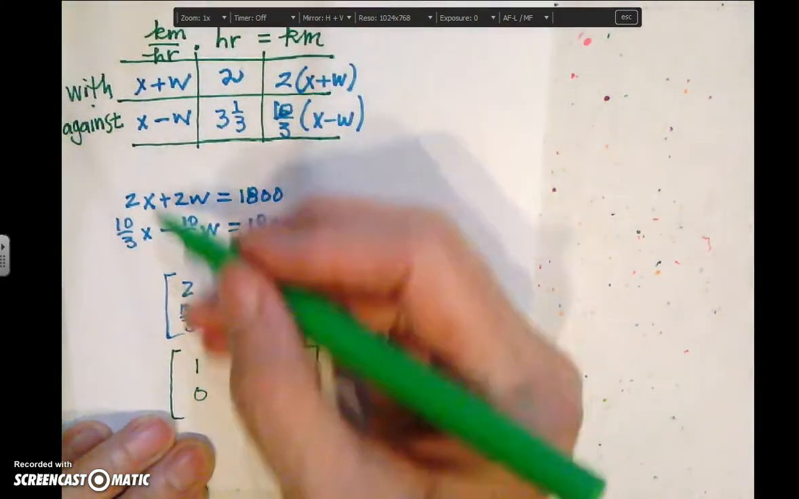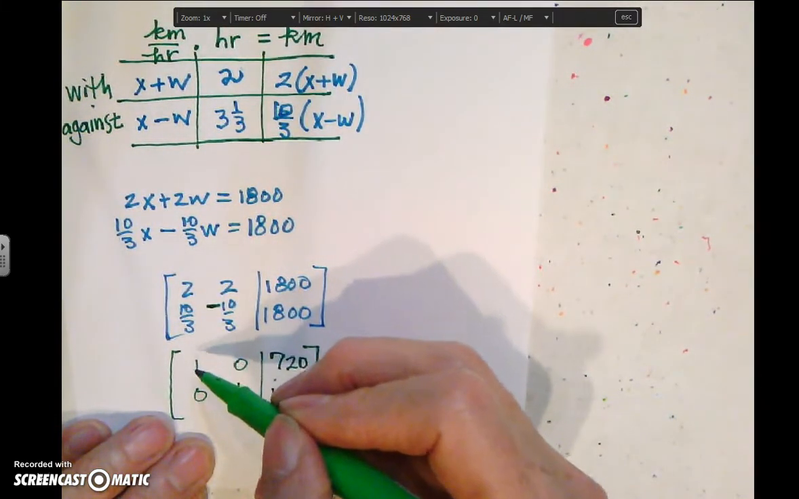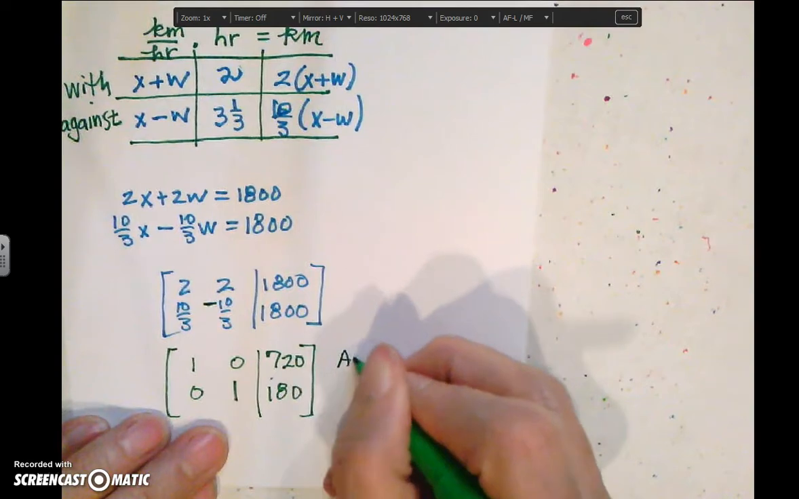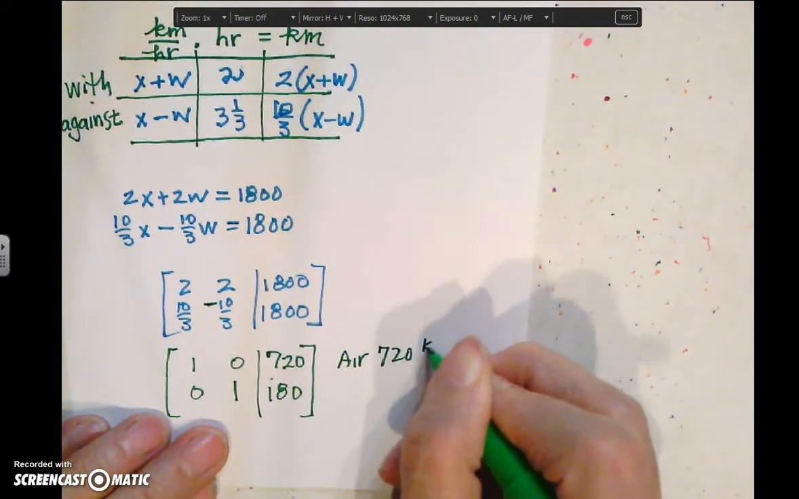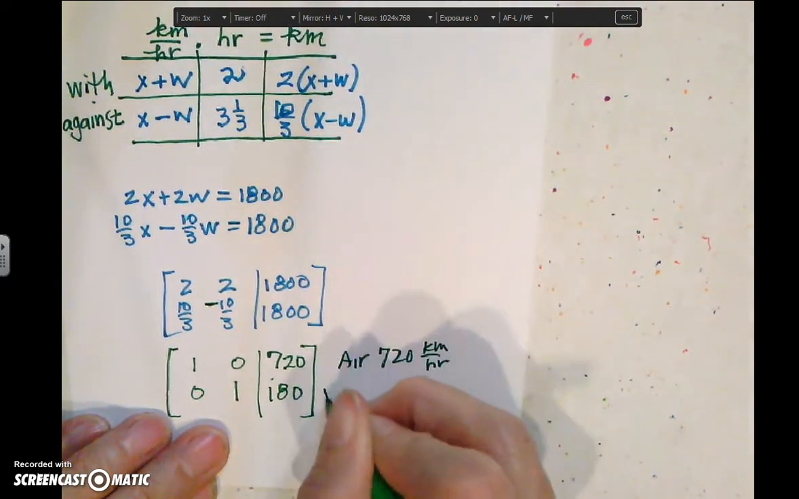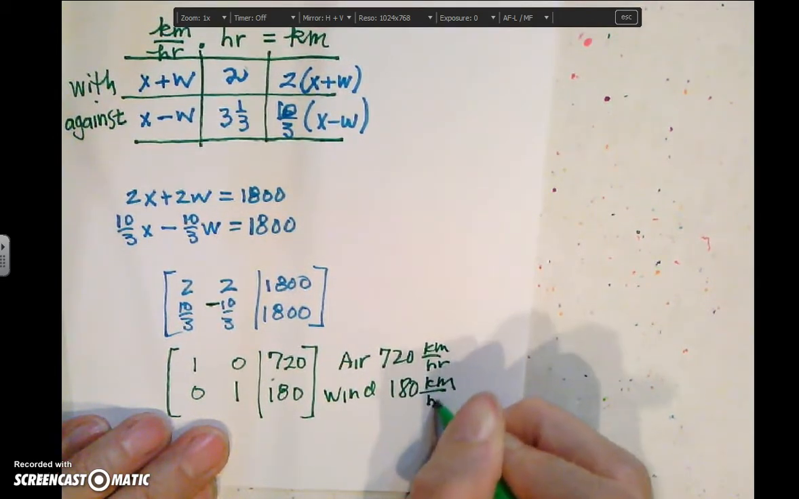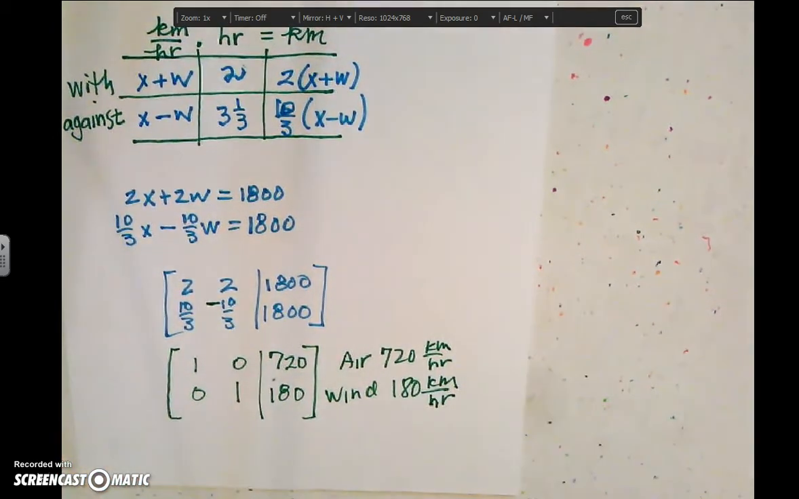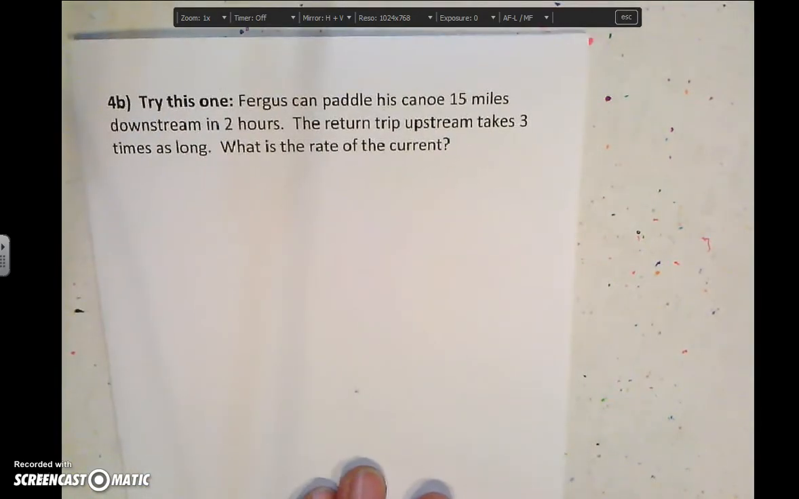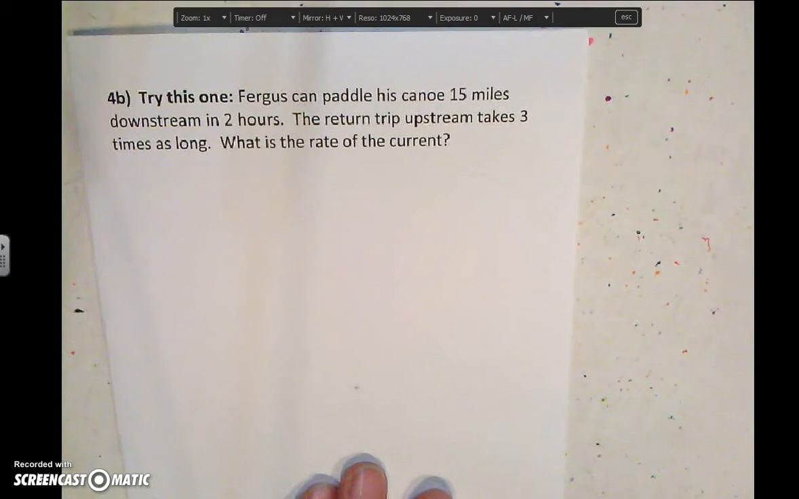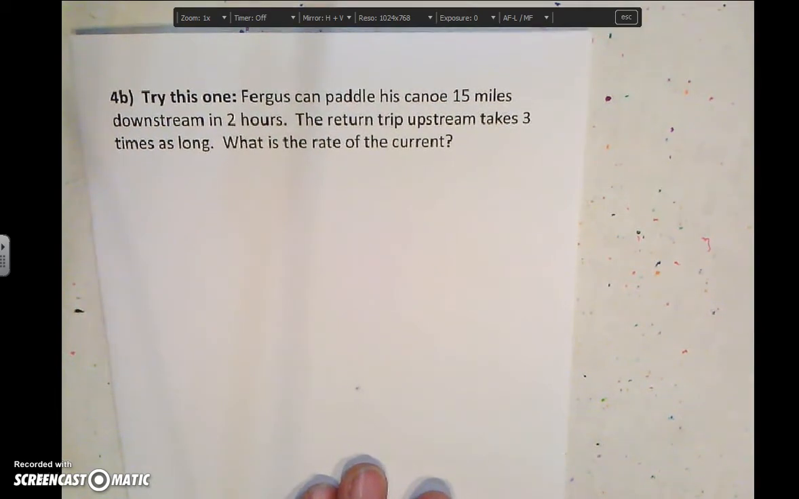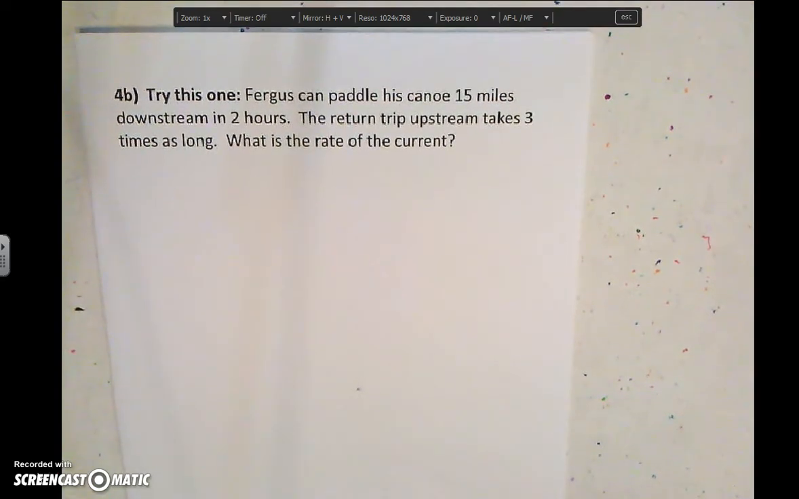So it says that the x, which is the speedometer speed, the airspeed, is 720 kilometers per hour, and the wind speed is 180 kilometers per hour. Now, there's one right here, which is upstream and downstream, which you handle the same way. Try setting this up. You don't need to take the time to solve it, but I would like you to see the two equations that you wrote for this, so we can talk about it next class.